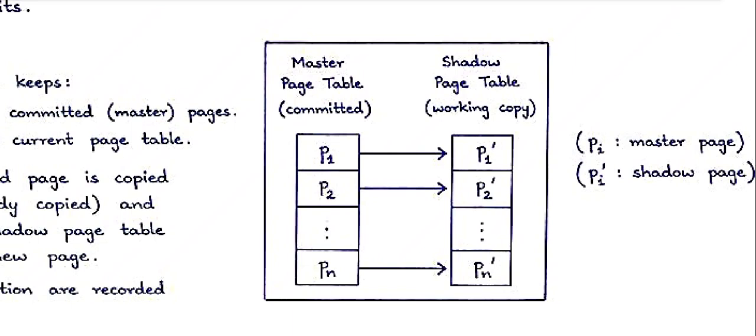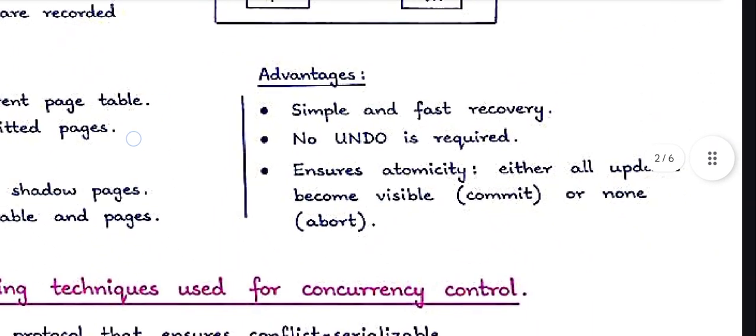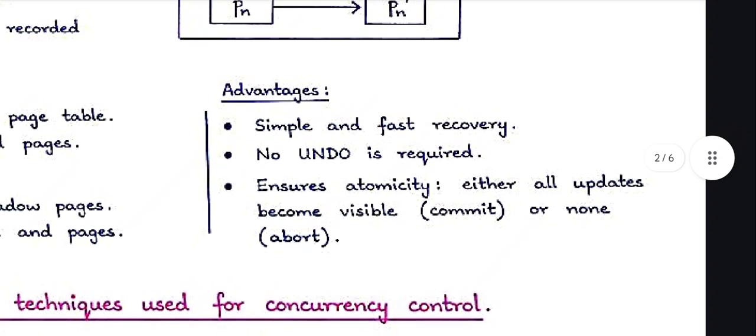P-1, P-2, P-n. P1 is the master page, P-1 is the shadow page. Advantages of this shadow paging: simple and fast recovery, no undo is required, ensures atomicity.